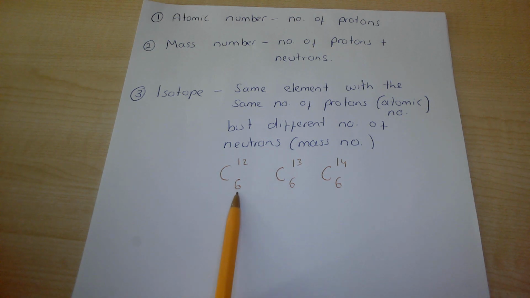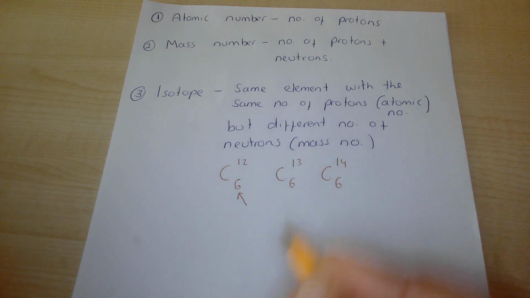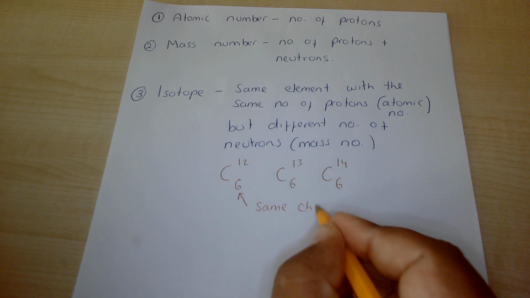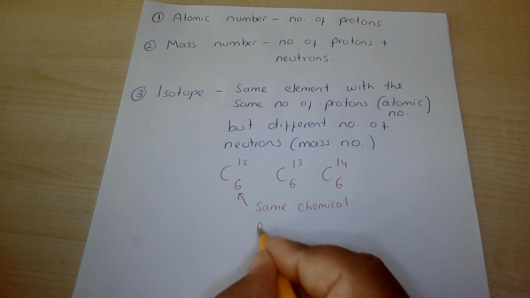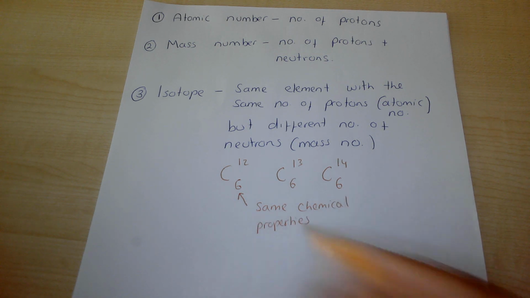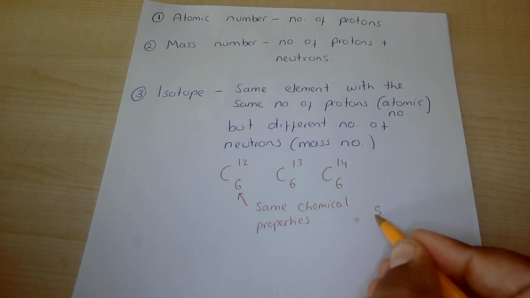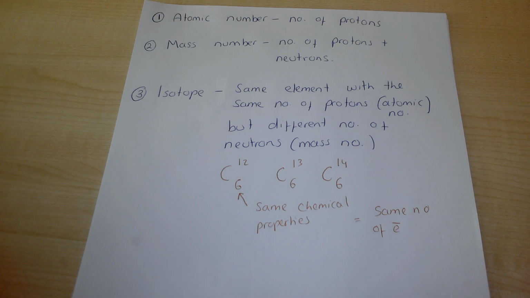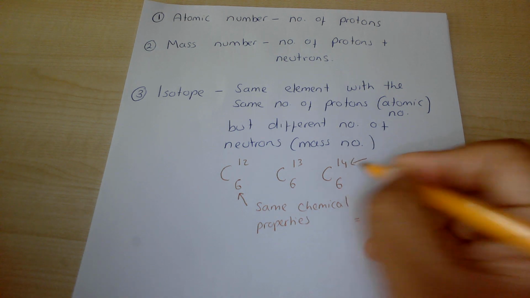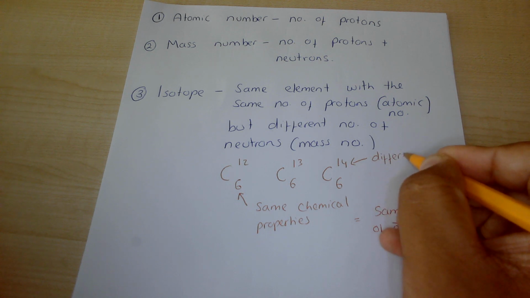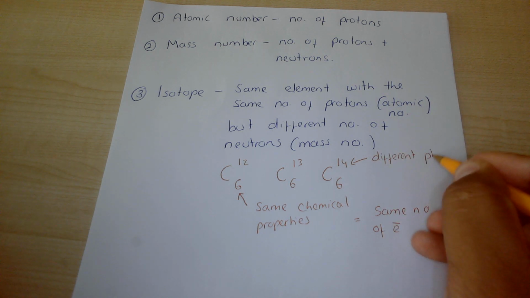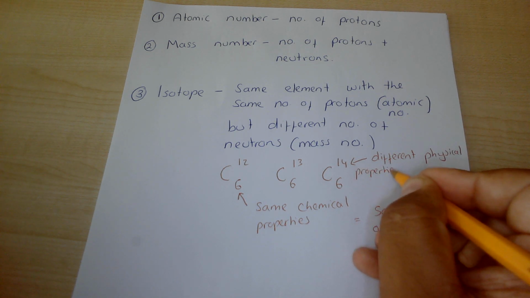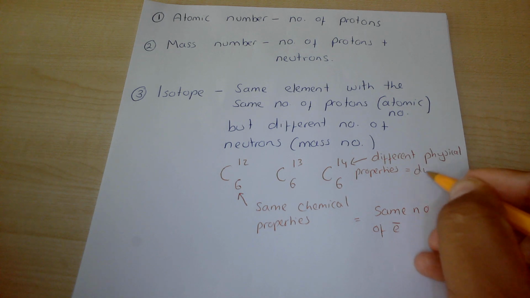So this one here, which is the atomic number, basically states that isotopes have the same chemical properties, and the reason why they will have the same chemical properties is due to the same number of electrons, but they have different physical properties, and this is due to different number of neutrons.